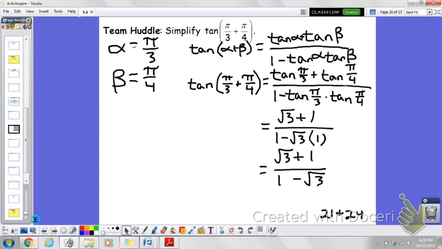So here is the solution to this problem. When you simplify the tangent of pi over 3 plus pi over 4, you will get root 3 plus 1 over 1 minus root 3. And again, this is like problems 21 and 24 of your homework.